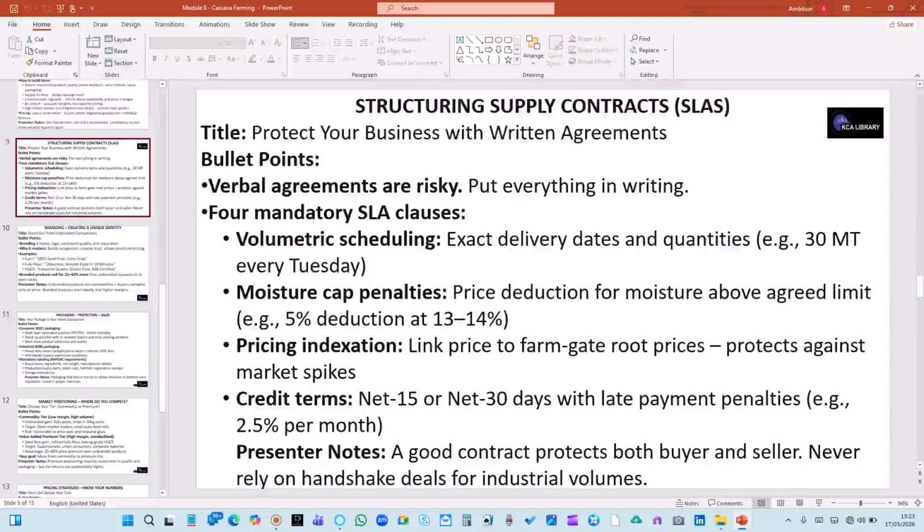Four mandatory items in structuring a supply agreement include volume and scheduling, that is exact delivery dates and quantities, which you must specify. Then you must specify your moisture cap penalties, that is price deduction for moisture above the agreed limit. Then pricing indexation should be stated, linking price to farm gate route prices. Then credit terms must also be specified. Note, a good contract protects both buyers and sellers. Never rely on handshake deals for industrial volumes.